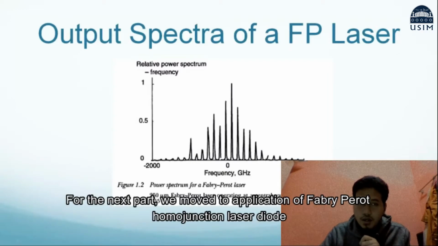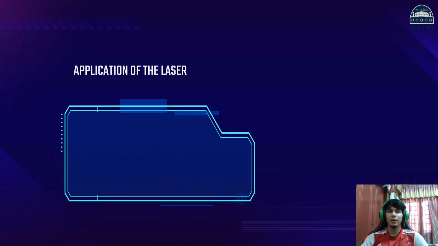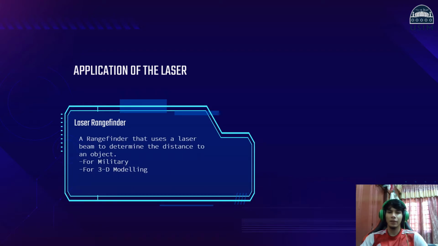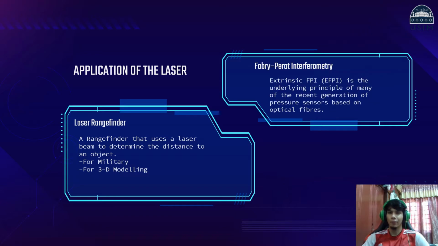For the next part, we move to the application of the Fabry Perot homojunction laser diode. For the assignment, we come up with two applications of the laser, the first one is the laser rangefinder. What is the laser rangefinder? A rangefinder that uses a laser beam to determine the distance of an object, which is used for military and 3D modeling. The second one is Fabry Perot interferometry.